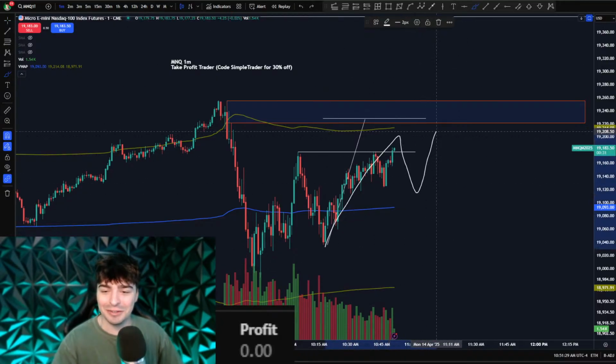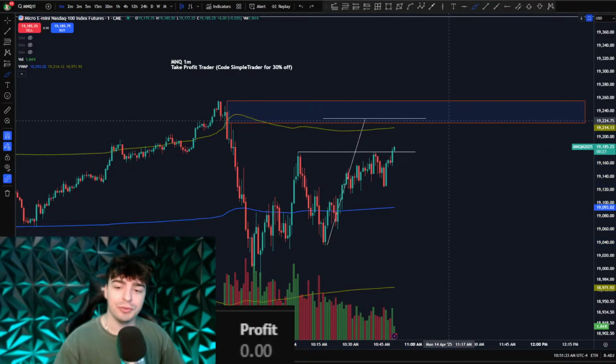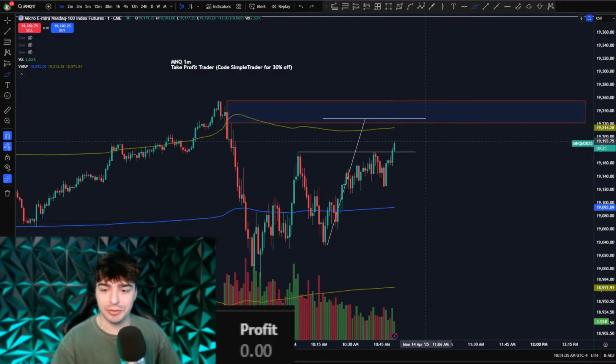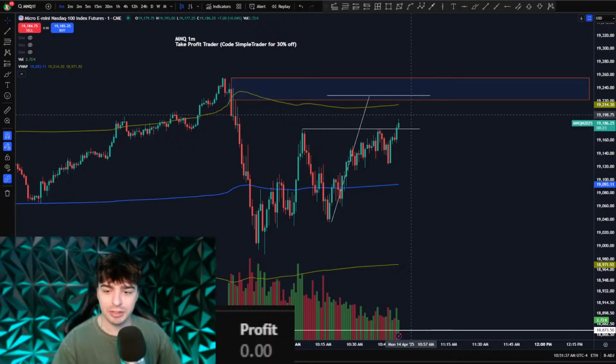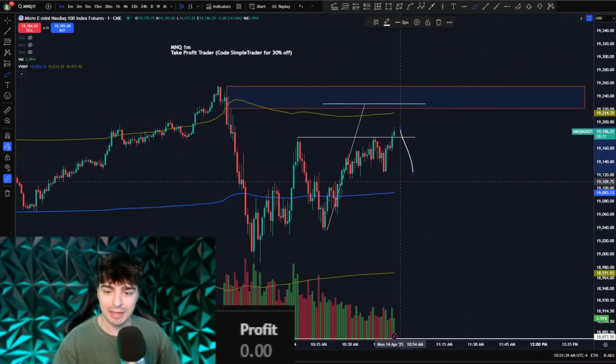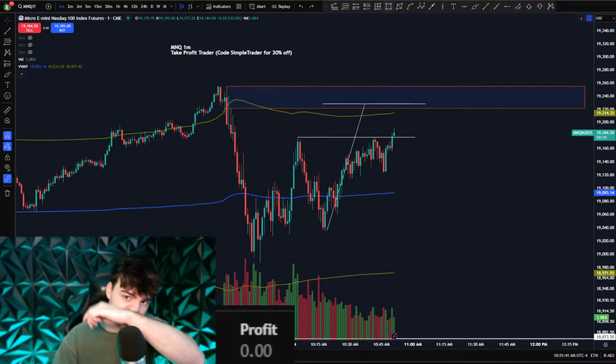Then we could potentially look for a move higher to use this as a target rather than an entry, so I'm kind of hoping we slow down here and move back down, maybe towards this area here.